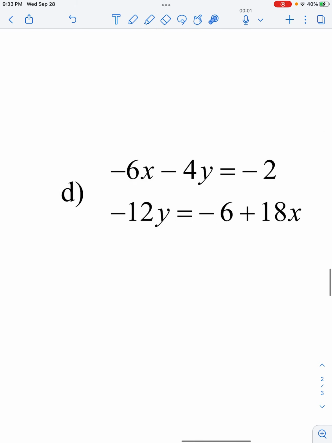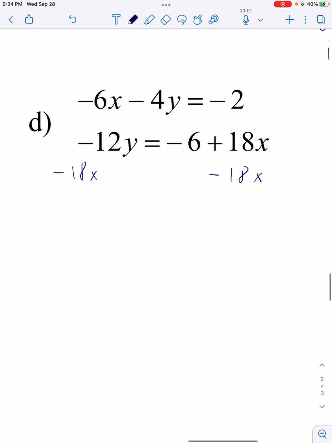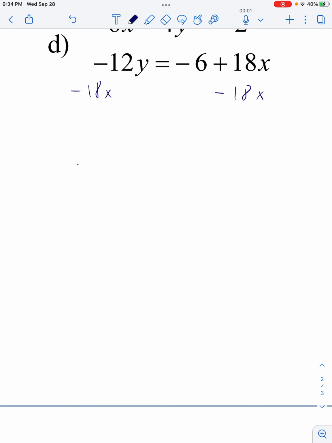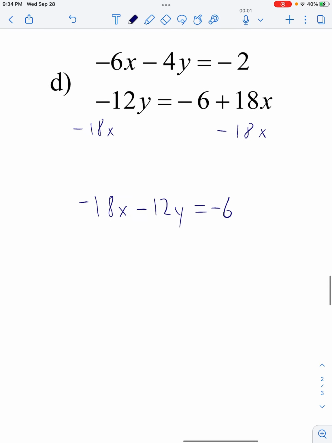So to do that, I just got to get -6 by itself, so I'm going to subtract 18x from both sides, right? So minus 18x. That gives me -18x minus 12y equals -6. And then I'm just going to copy this top equation down here: -6x minus 4y equals -2, okay?